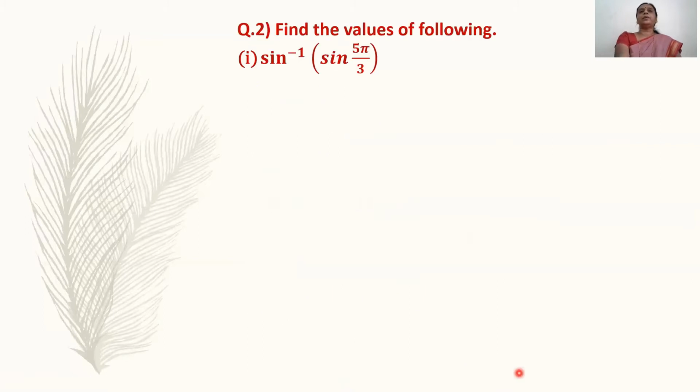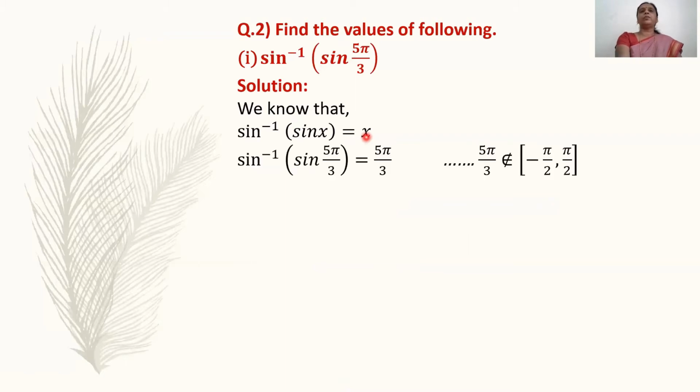See the next example. Find the values of following. First is sine inverse in the bracket sine 5 pi by 3. Now see the properties of inverse trigonometric functions. What is the last property? Sine inverse sine x is equal to x. Using that property, this will be sine inverse sine 5 pi by 3 is equal to 5 pi by 3.